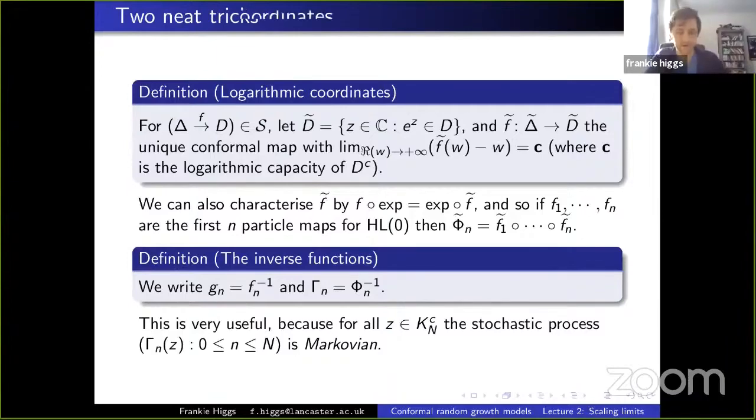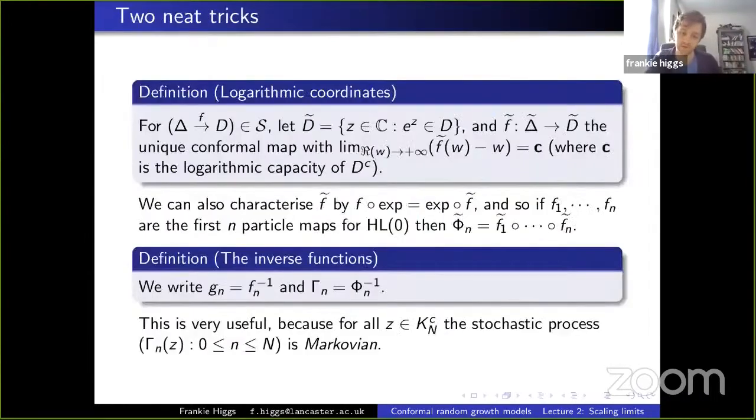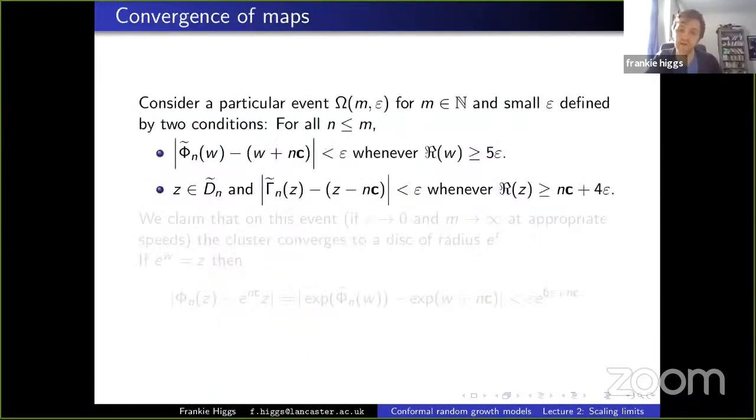So let's have a look at how we're going to specifically, well, we're going to use these logarithmic coordinates and the inverse functions to come up with an event on which the cluster converges to a disk. So everything from this point onward is really drawn from one proof in section 5 of James and Amanda's paper. So if you want more details, definitely refer to that. And it has far more results than I'm going to be able to present to you.